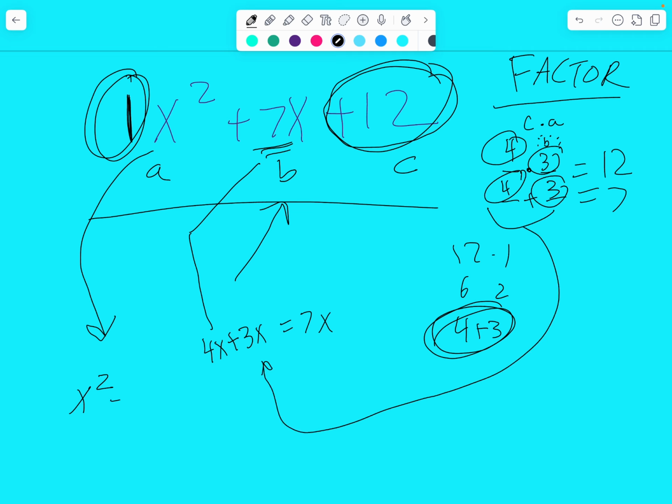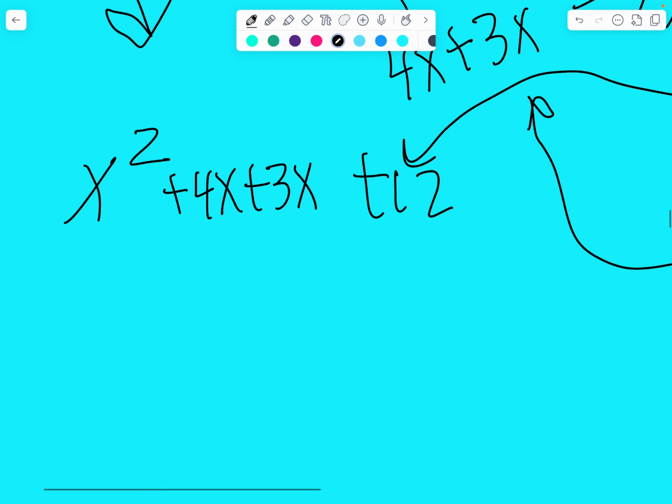Okay? So I have x squared plus 4x plus 3x. I'm going to bring all of that down, plus 12. So x squared and 12 are brought down. You break b into 2 pieces. It goes from 1 piece to 2. All right? So then you have this formula. And you're going to say to yourself, okay, I know it seems funky. You're going to break it in half.